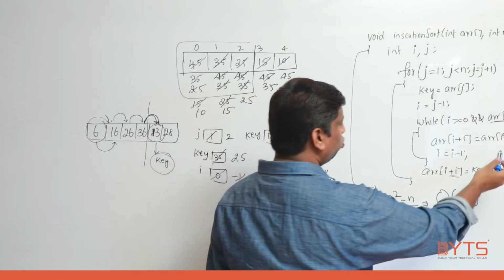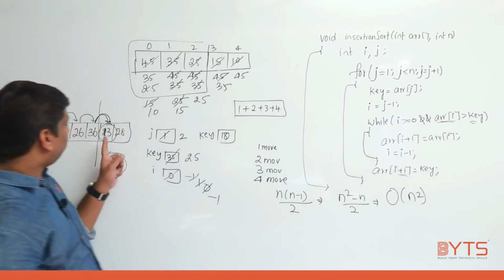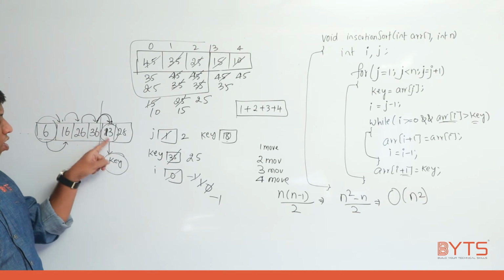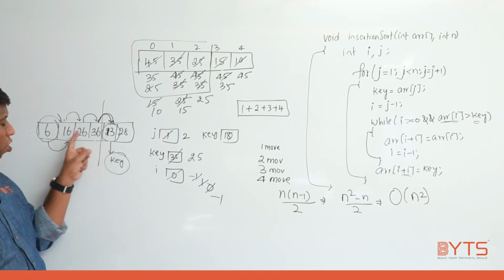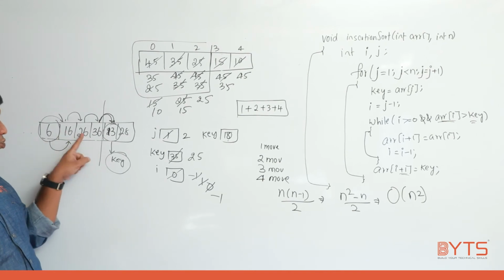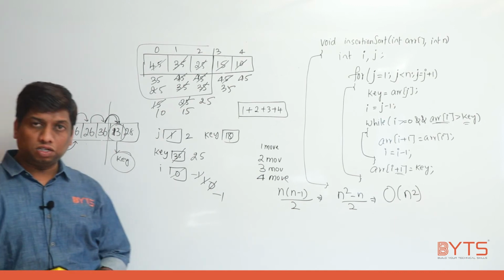And every element is always compared with key, and every element is moved to the next location. Every I value is moved to I plus 1. If I value is 3, 3 value is moved to 4, 2 value is moved to 3, 1 value is moved to 2. That's what we did here, right? So that is what we are doing: insertion sort.